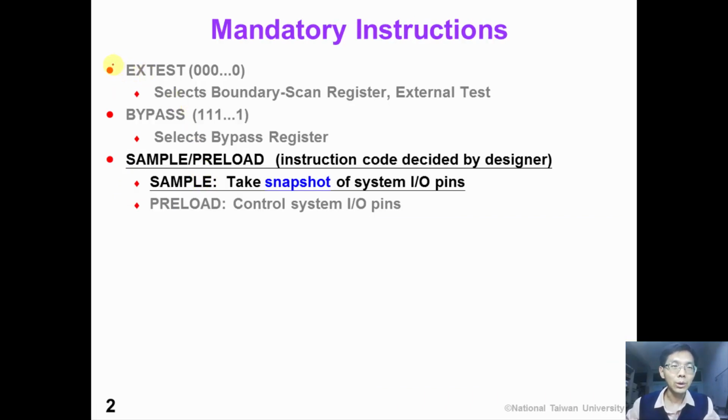In the previous video, we introduced the external test instruction and bypass instruction. There is one more mandatory instruction, which is the sample preload instruction. The instruction of sample preload can be decided by the designer. The sample instruction takes a snapshot of system I/O pins, and the preload instruction controls the value of system I/O pin. So one is observation, the other one is control.